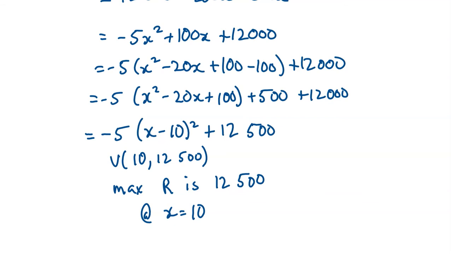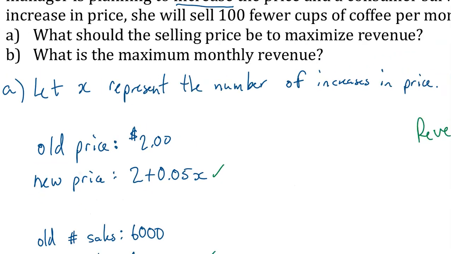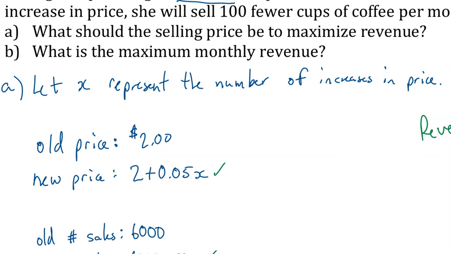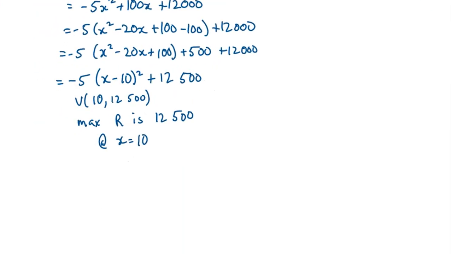That was all the math. Nothing to do with the application. Now we have to interpret it. When it says X equals 10, what does that mean? I go back up to my let statement. What is X? Oh, X is the number of increases. So I need to increase 10 times. That's what that means. Right? The let statement helps me interpret my answer. Helps me make sense of it. So, therefore, you don't have to write this part, but therefore, 10 increases.